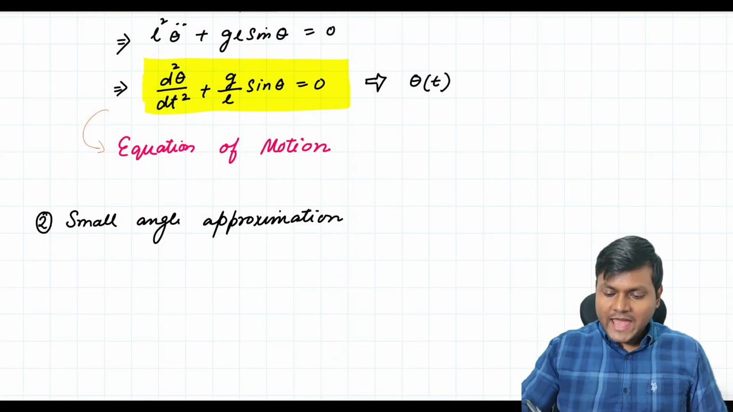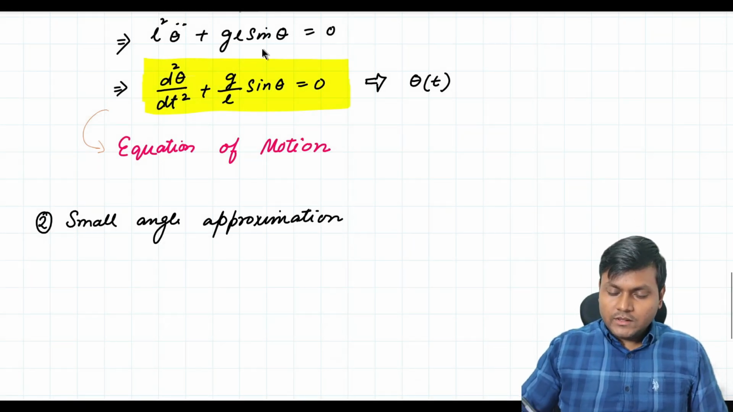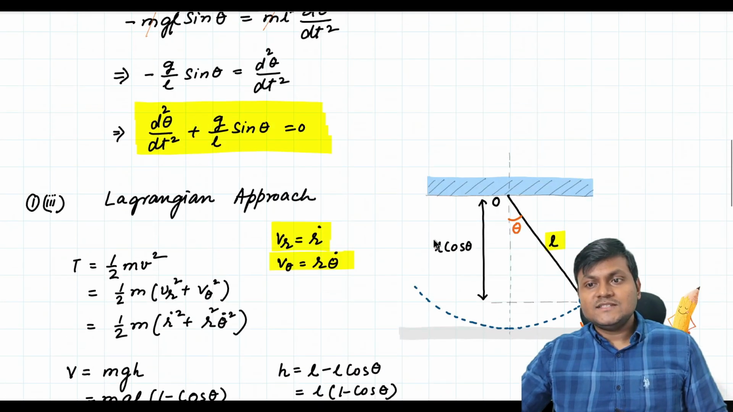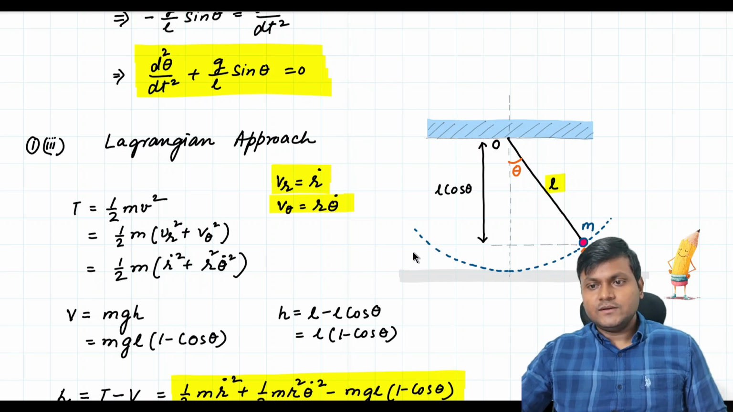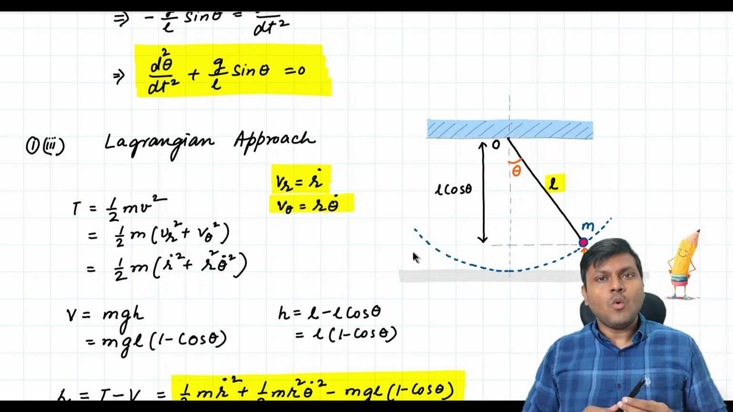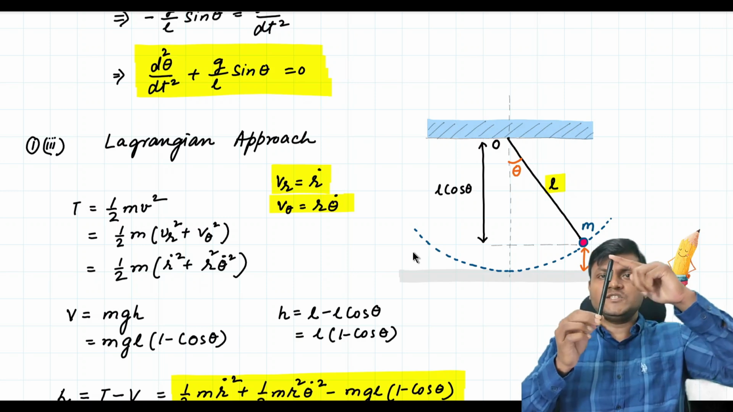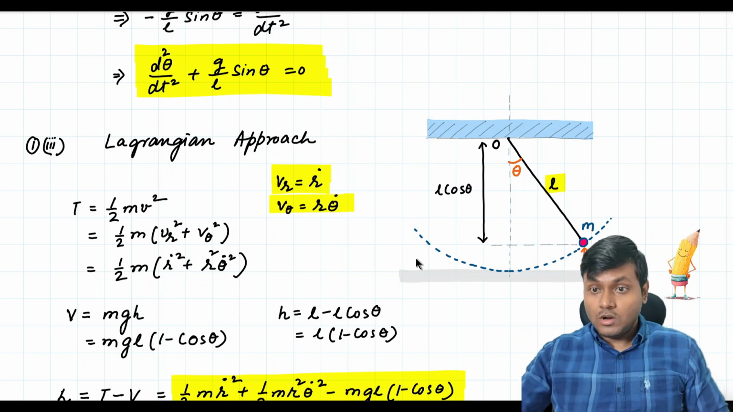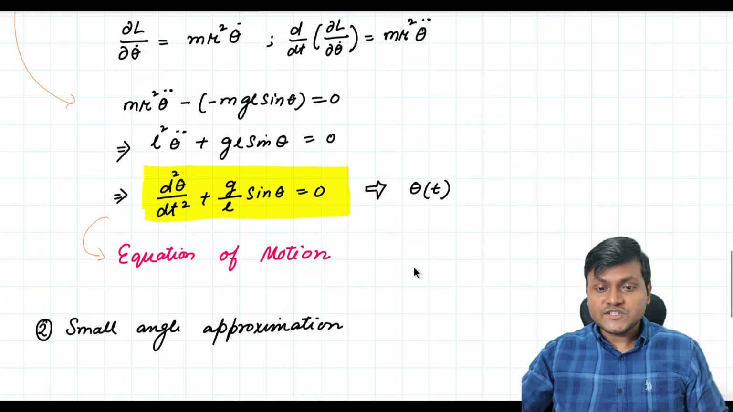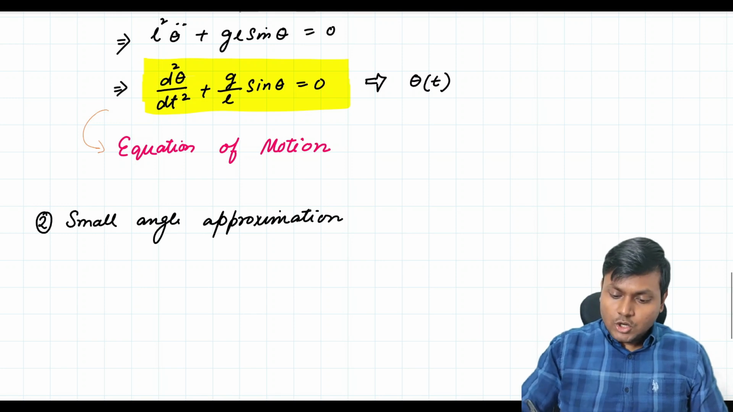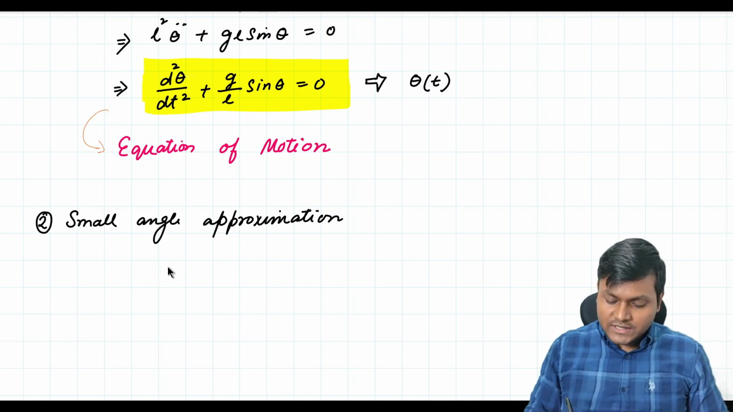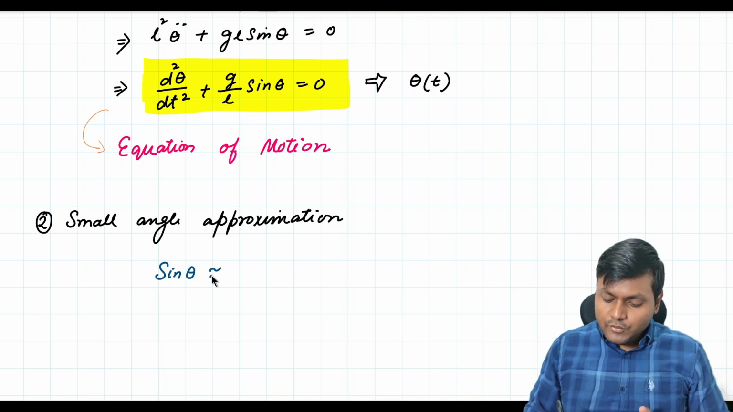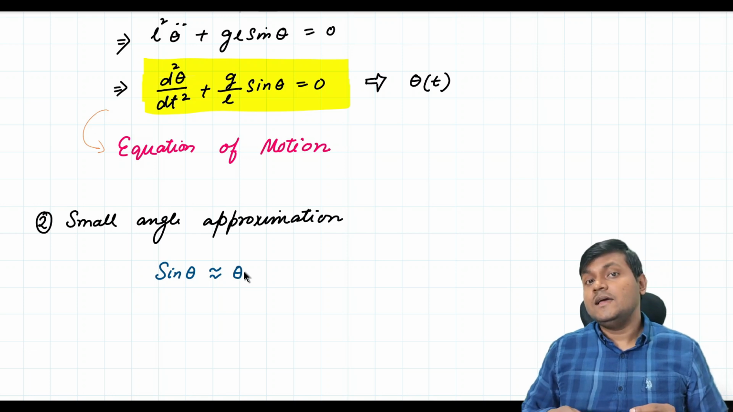So in this small angle approximation, what we consider is that we assume that the pendulum is oscillating in such a manner that the angular displacement is quite small. Okay, the angular displacement of the point mass from the vertical axis is quite small. If the angular displacement is quite small, in that kind of a situation, we can make a particular approximation that sine theta, this particular function of theta, is approximately equal to theta itself.